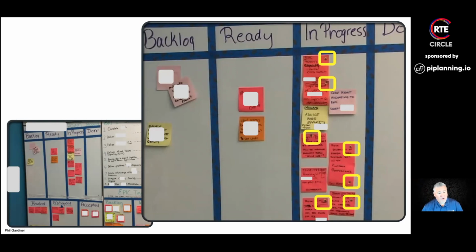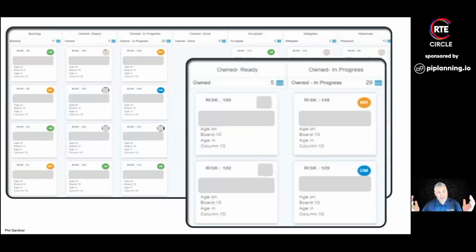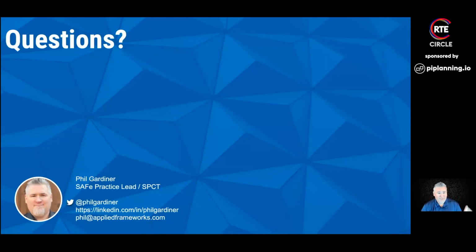If you've got some great agile tooling, you can even build this out inside your tool. I like that because you can see here, we've got age on board, age in column. So we can actually kind of keep an eye on this, and we made those fields visible. So that's what I've got in my little lightning talk here for your opening. What thoughts or questions do you have?